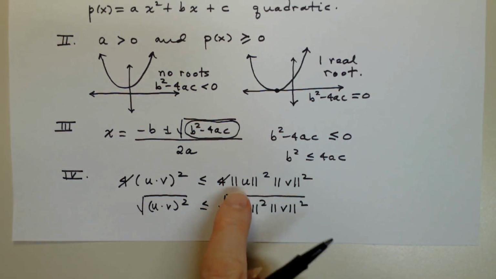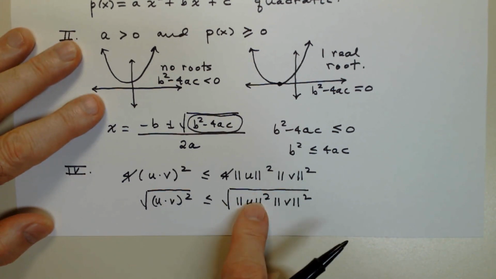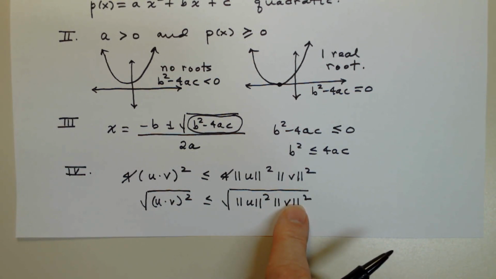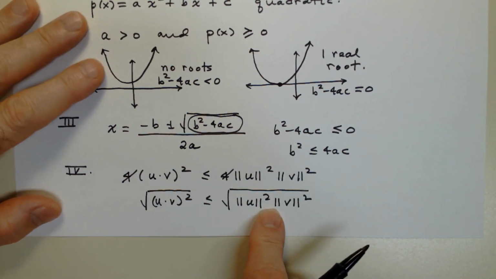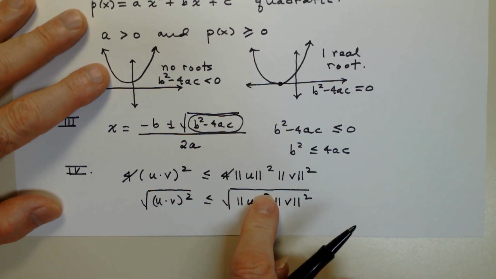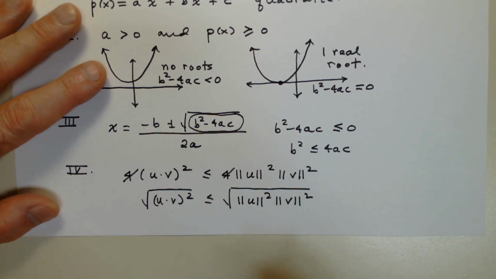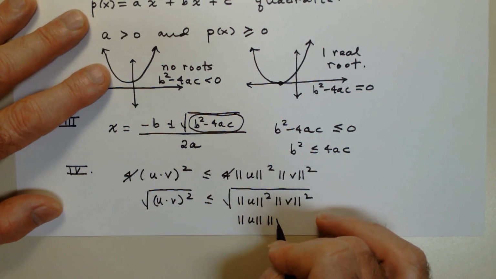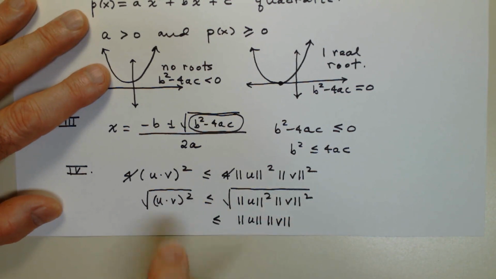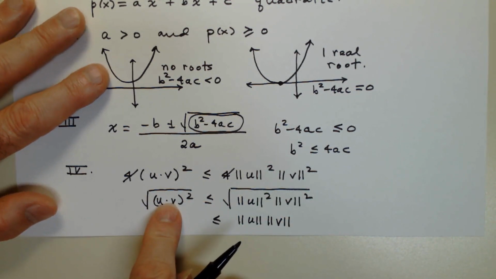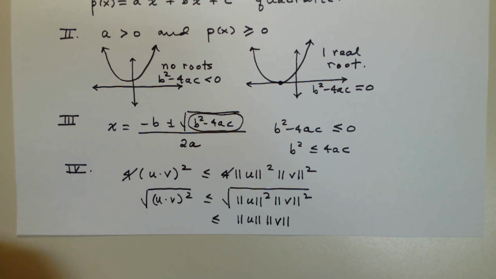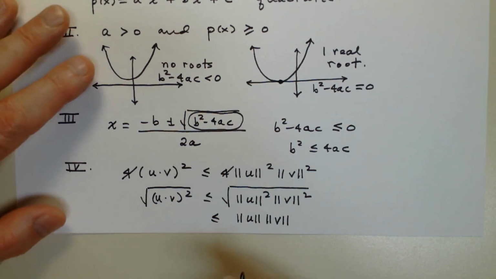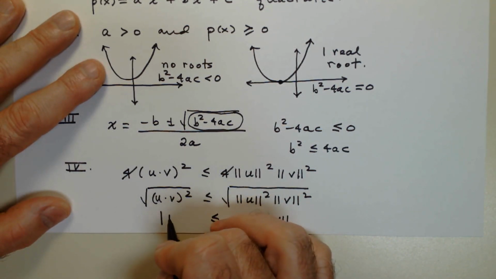Okay, now we know what to do on this side. The length of u is always a number that's bigger than or equal to 0, and the length of v is a number that's bigger than or equal to 0. So this extreme right-hand side here just boils down to the length of u times the length of v. No absolute values are necessary. On this side, we have to be a little bit careful because we know that u dot v could be positive or it could be negative. So when we look at the square root of its square, we have to be careful to interpret this as the absolute value of u dot v.